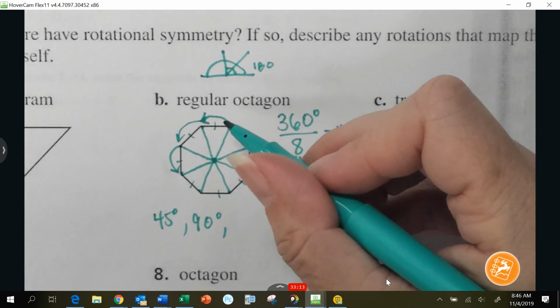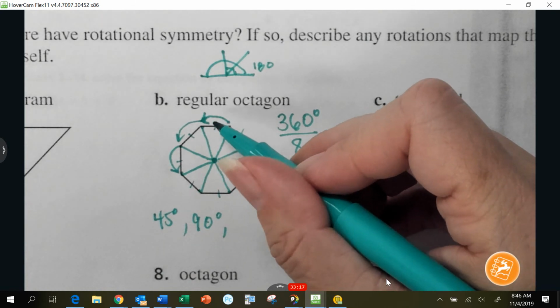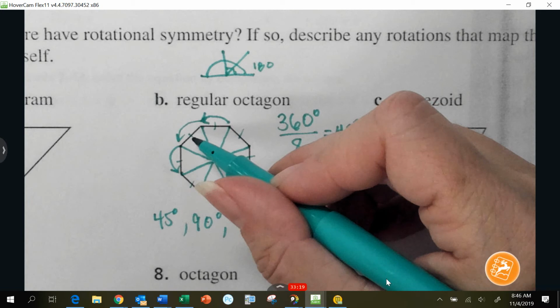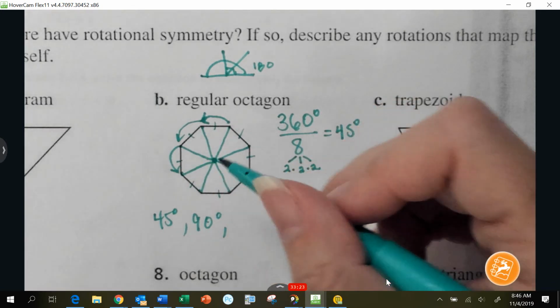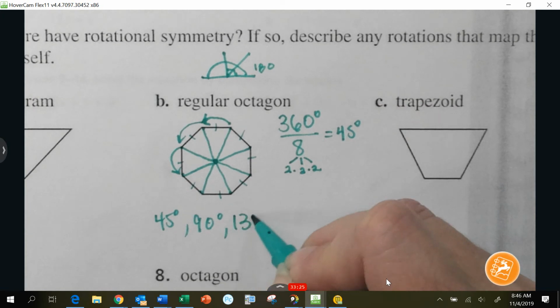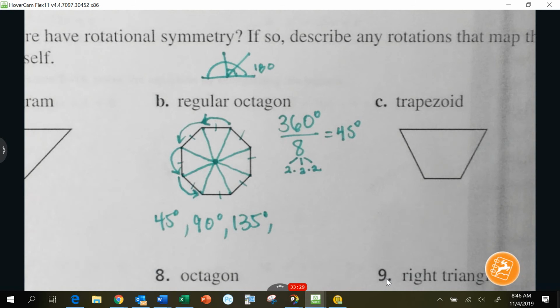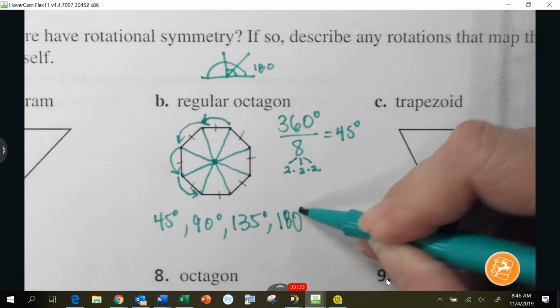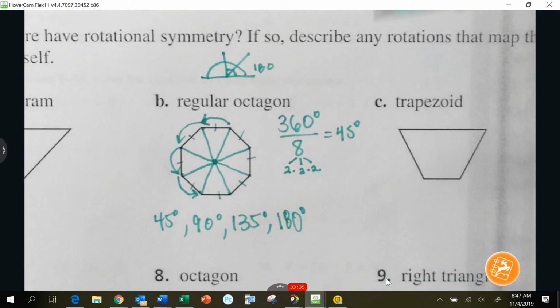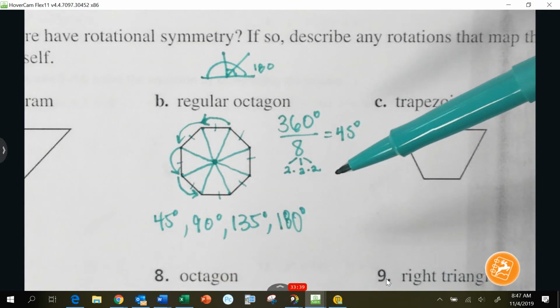How much is one of these, Maggie? How much is one? 45. So plus 45 is 90. Plus another 45 is 135. How about if I did 4 of them, which is half the way around? 180. Rotational symmetry is listed by angles that are equal to or less than 180, so I do not have to go past 180.